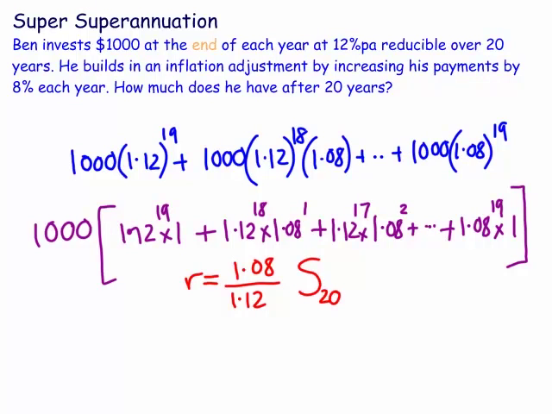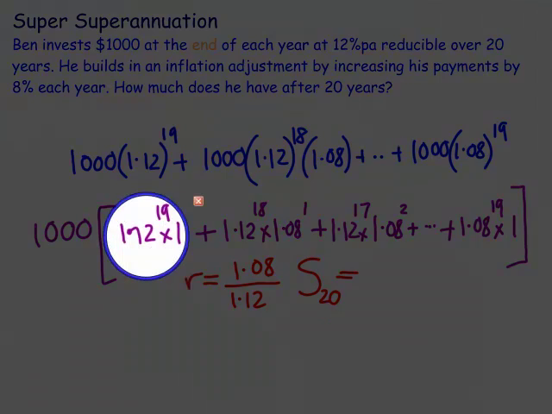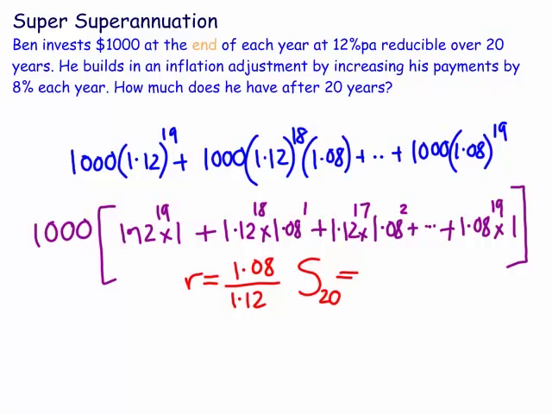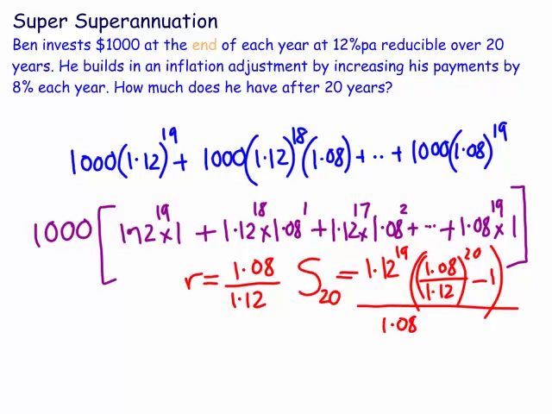Now, the only thing is, what is the first term? Well, if you have a look, this is the first term here now. Slightly different to the one before, not much. So let's pop that in. It's going to be 1.12 to the power 19. Now, again, 1.08 on 1.12, I need to raise that to the power 20, take off 1. These things are going to be negative over a negative, but that's okay. 1.08 on 1.12 minus 1. It'll sort itself out. The calculator will work it all out for us.